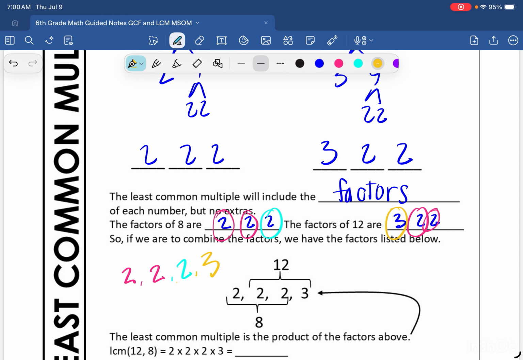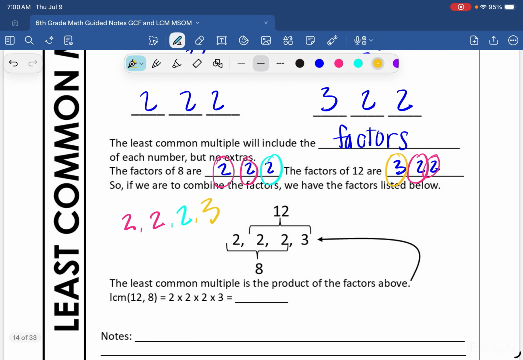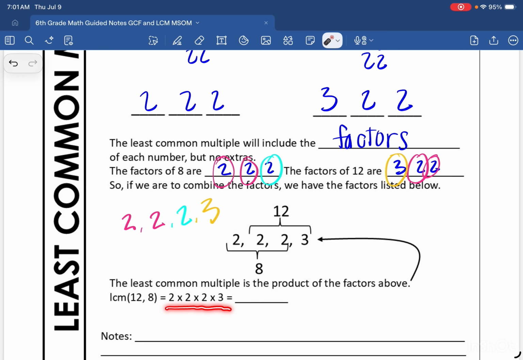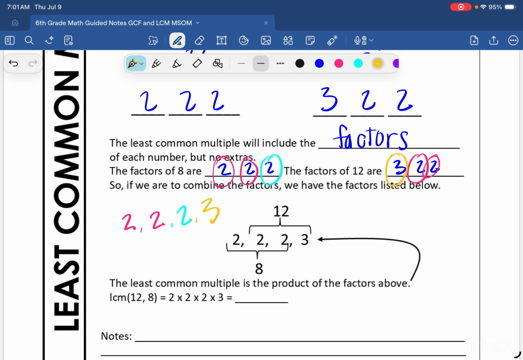So I have 2, 2, 2, and 3. The least common multiple is the product of the factors above. So if I multiply 2 times 2 times 2 times 3, which gives me 24, that is the least common multiple of 12 and 8.